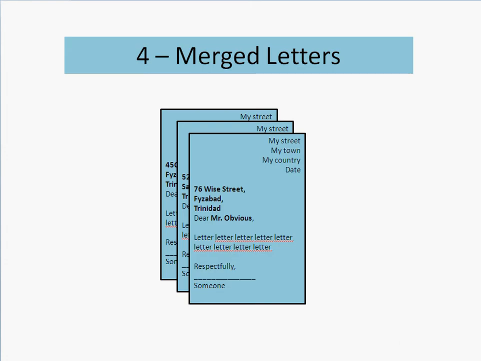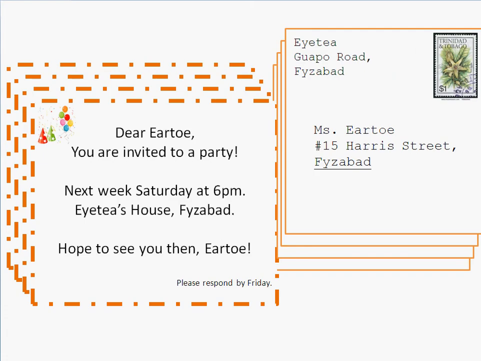Step 4. Merging the letters. After you identify where to put the data, all of the letters will be automatically generated. Or, in our case, all of the invitations and the envelopes would be automatically generated. See? So, it wasn't that hard.